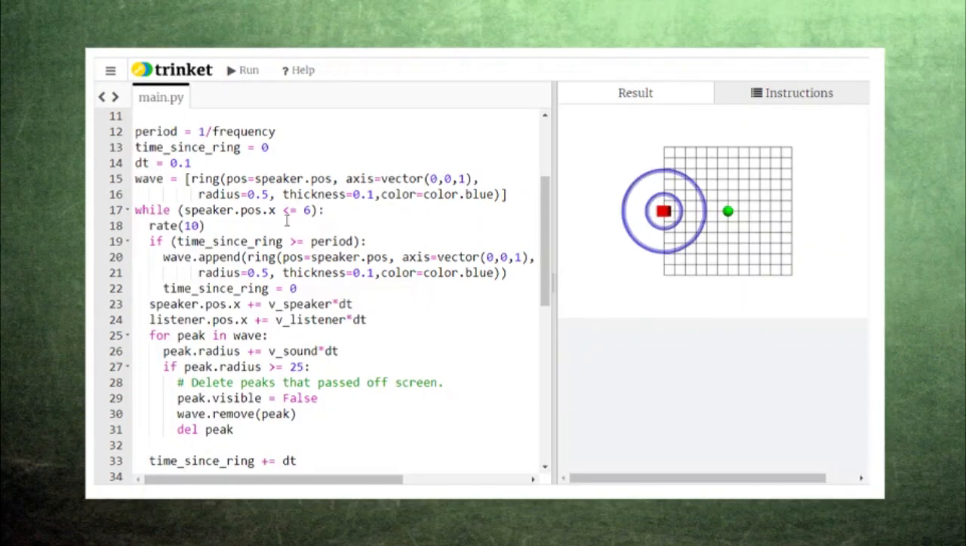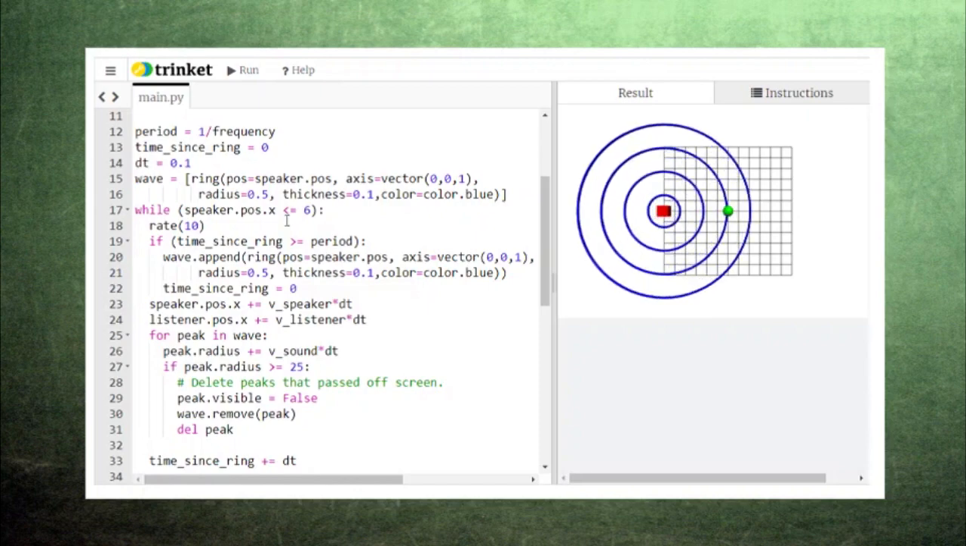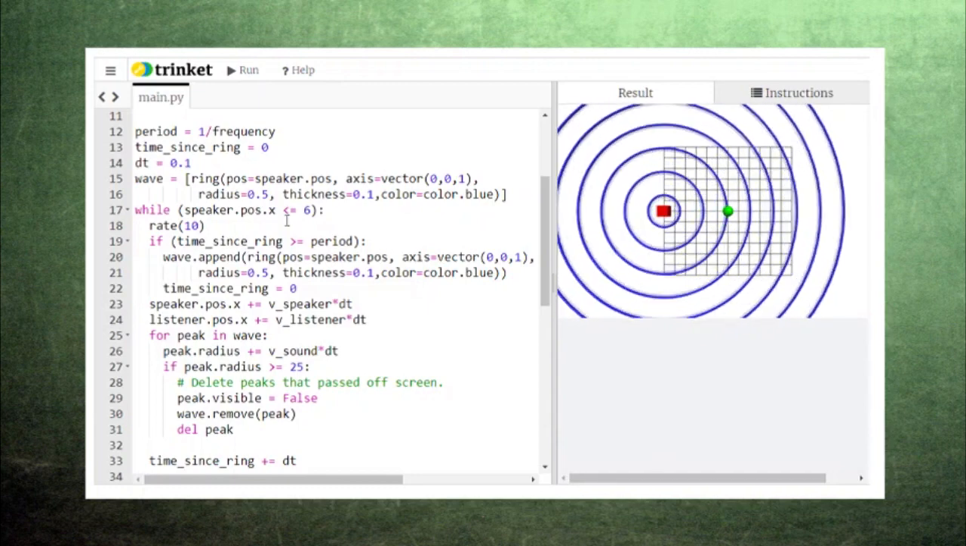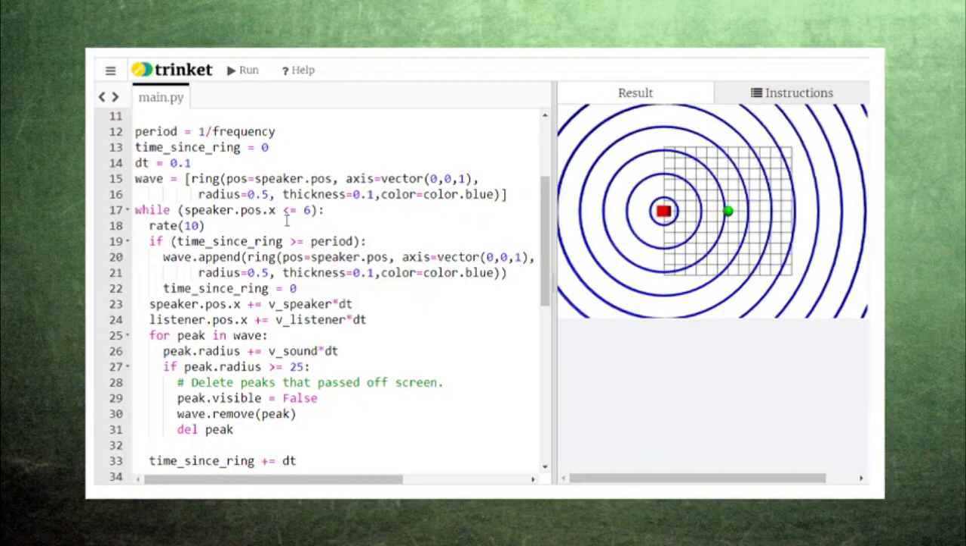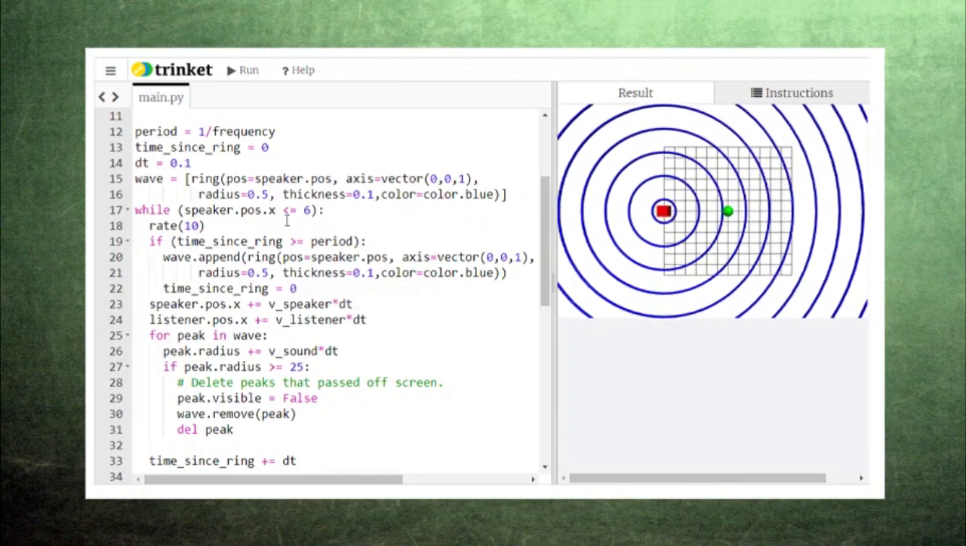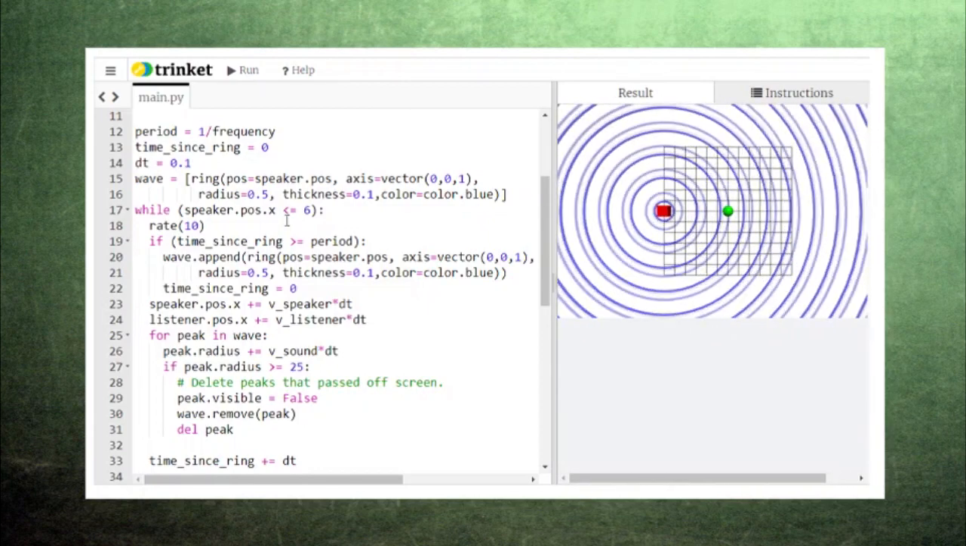By increasing the radius of each ring and creating new rings, we make a series of peaks that travel out from the speaker at the same speed in all directions. Because they all start from the same starting point, they form concentric circles that keep getting wider. This animation accurately depicts how sound waves travel out from a speaker or water waves in a pond.